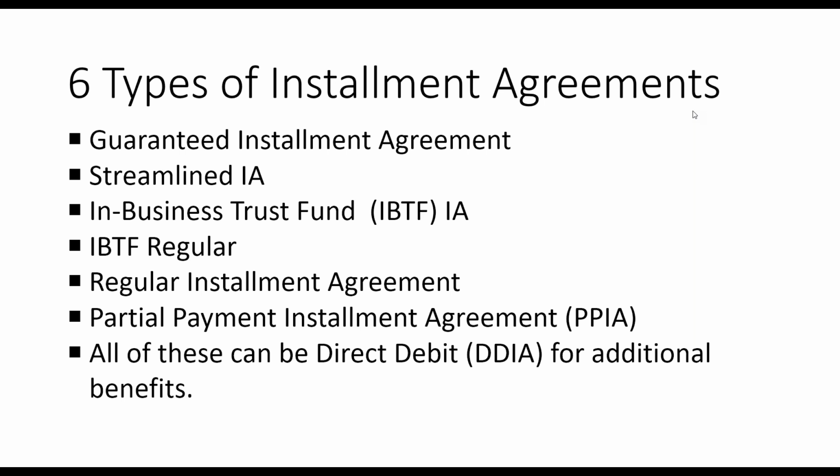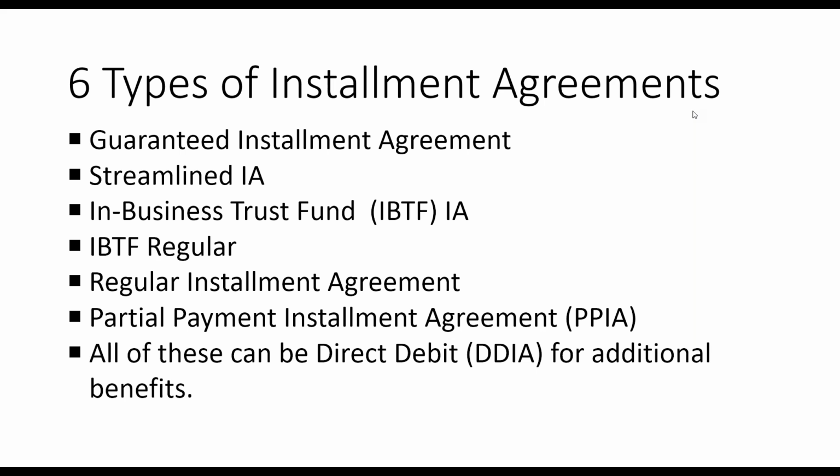Because the IRS has all these specially named types of installment agreements, they had to come up with a different name for just a normal installment agreement, and so they called it a regular IA, you know, because it's regular. So nothing special about it. If you don't qualify for any other types, you're in regular installment agreement territory.